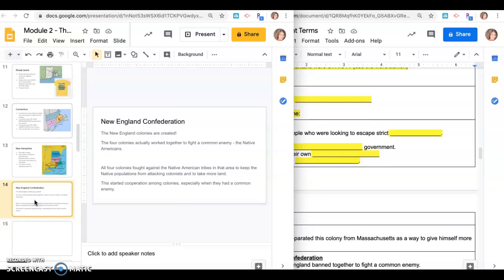The last thing that we're going to talk about is the New England Confederation. The New England colonies are created. The 4 colonies worked together one time to fight the common enemy of the Native Americans. That creates the New England Confederation. Why this is important is not because they were fighting the Native Americans, but because it showed cooperation among the colonies when they had a common enemy. And that common enemy is soon going to be the King of England, where the colonies will band together to fight in the Revolutionary War. But that is why the New England Confederation is important.